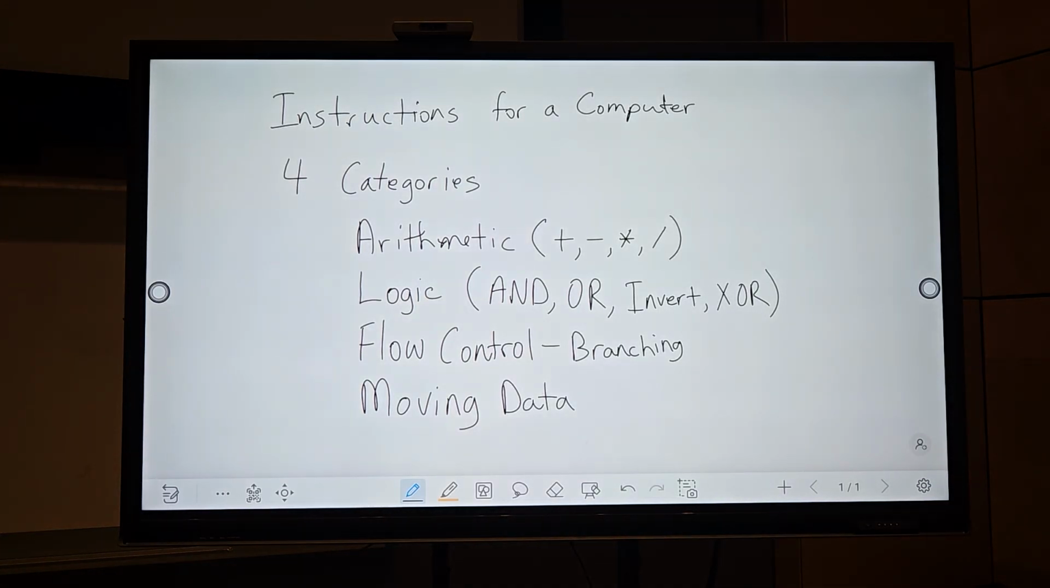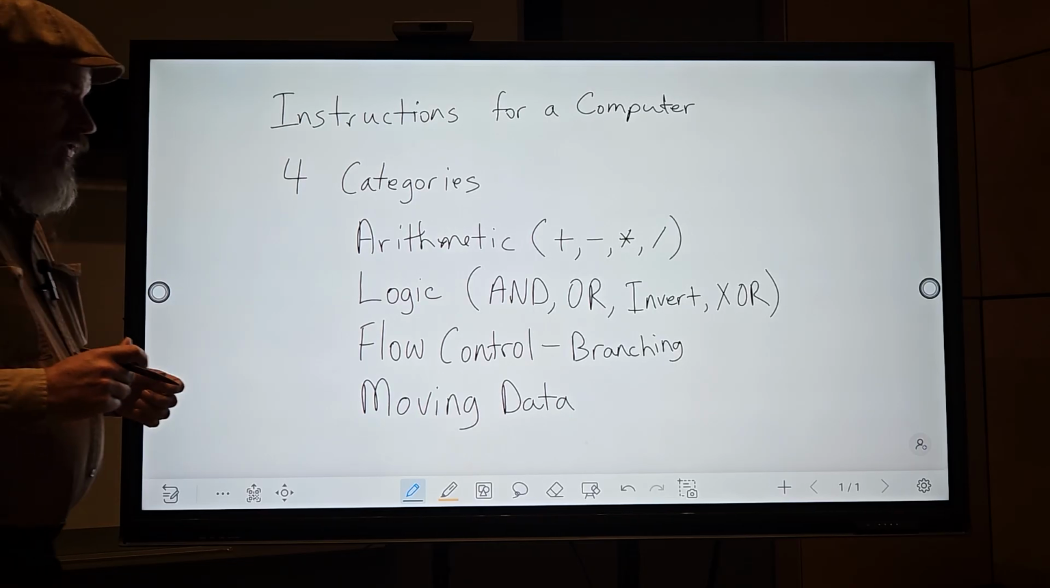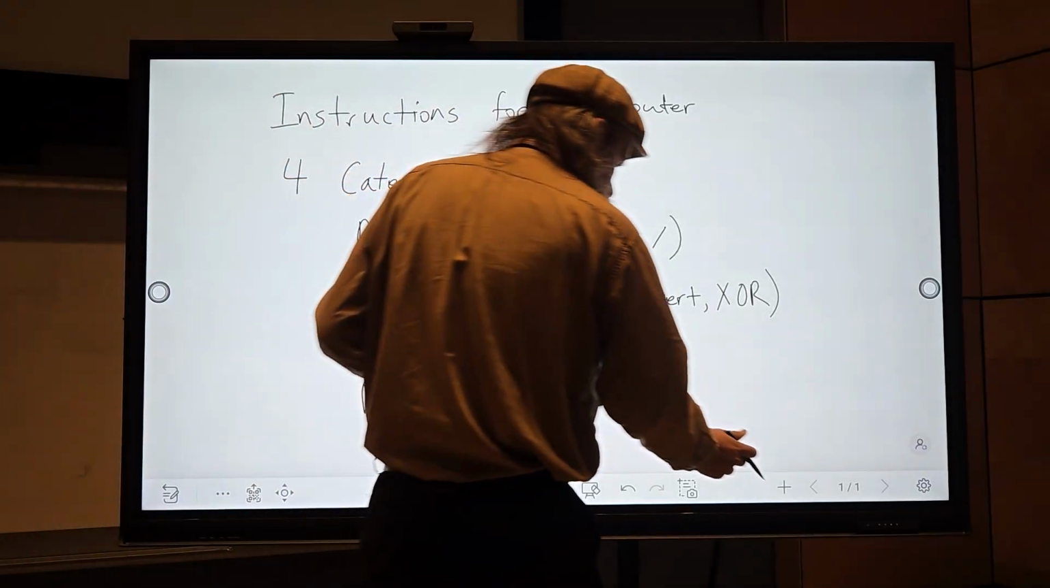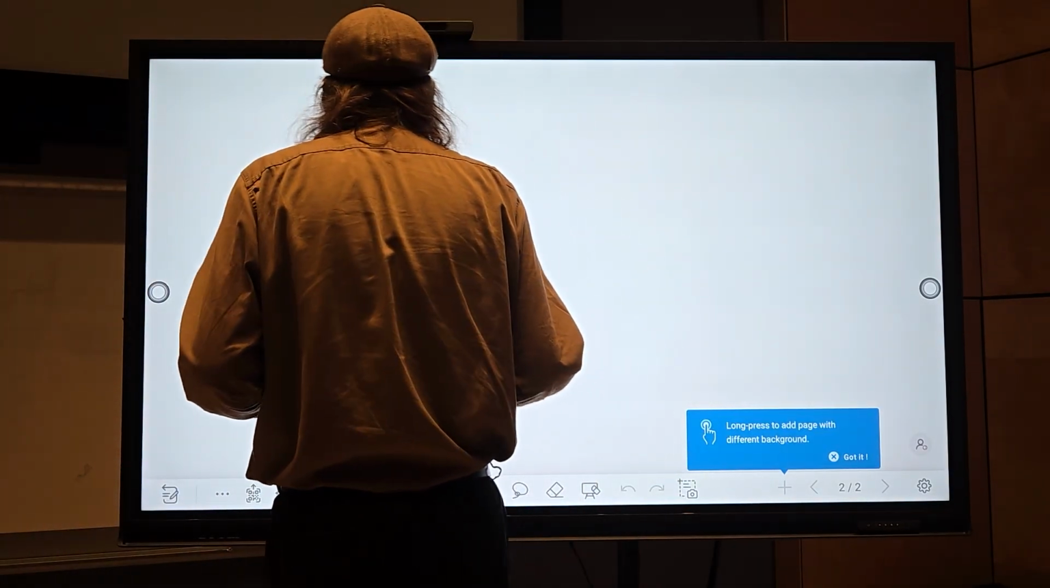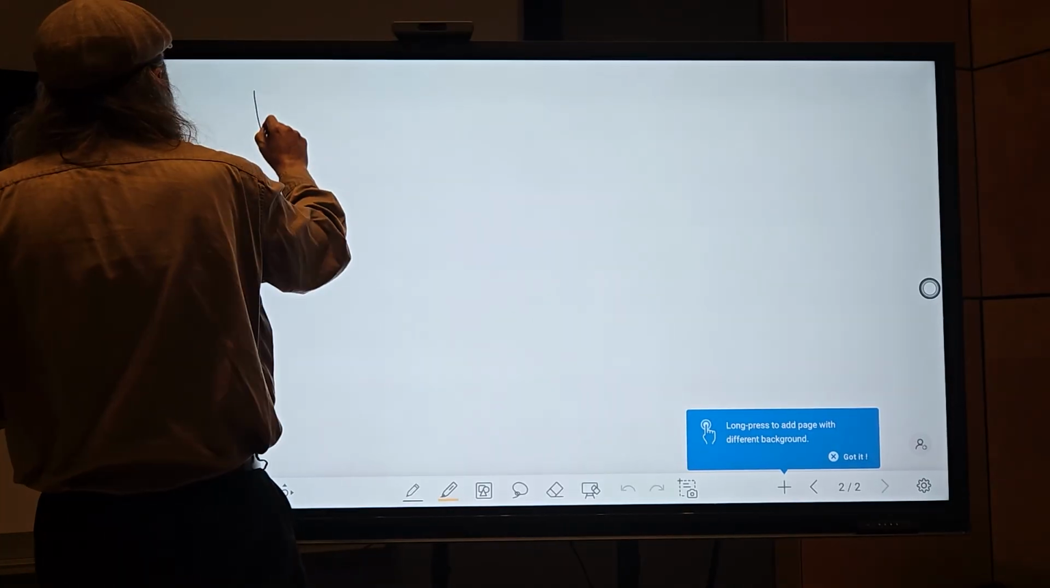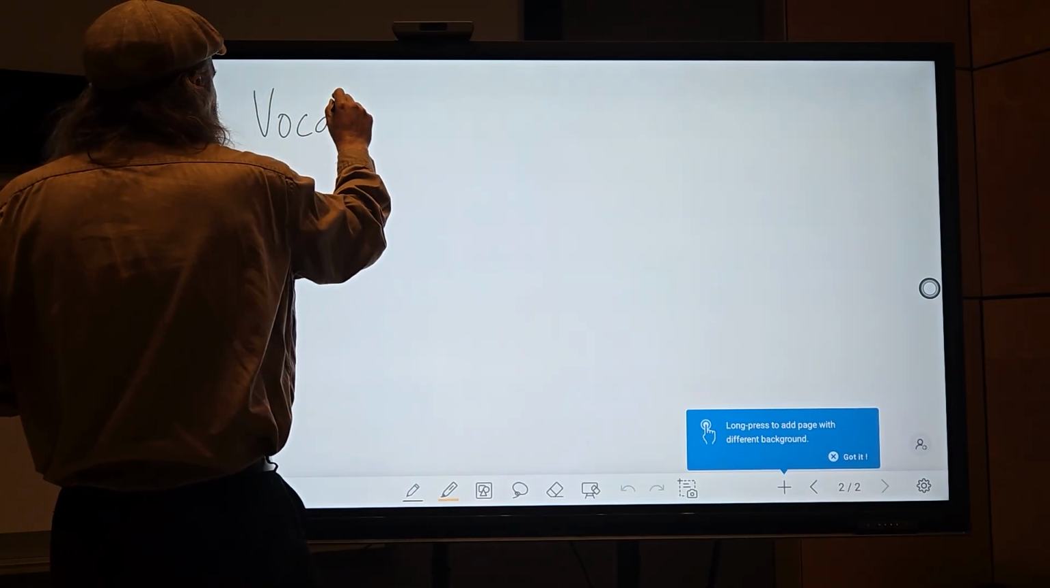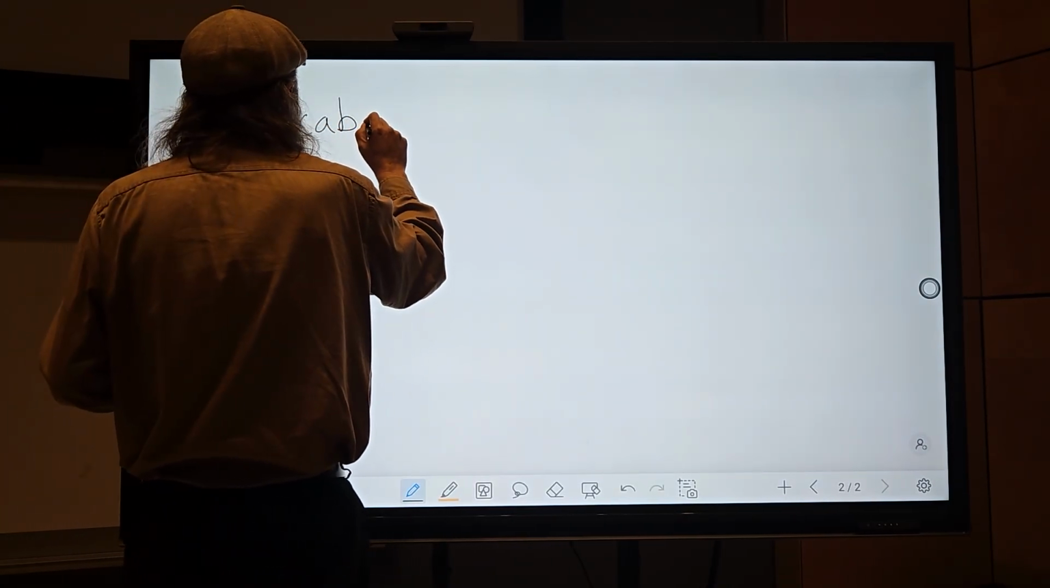There's lots of variations of each instruction, but these four categories are about all you need in a computer. Now, the vocabulary for a computer is very limited.